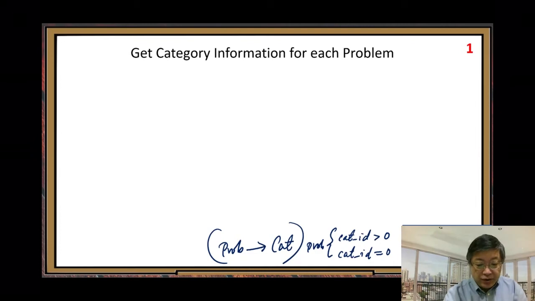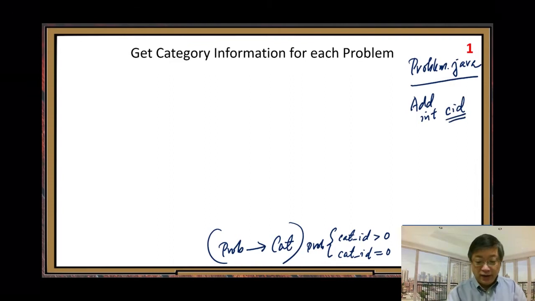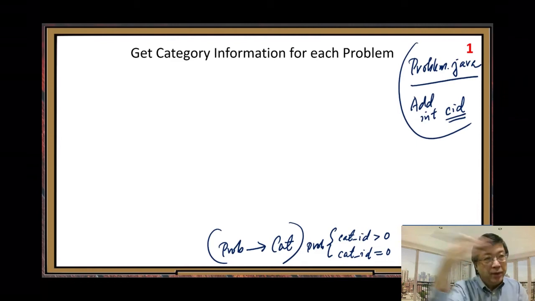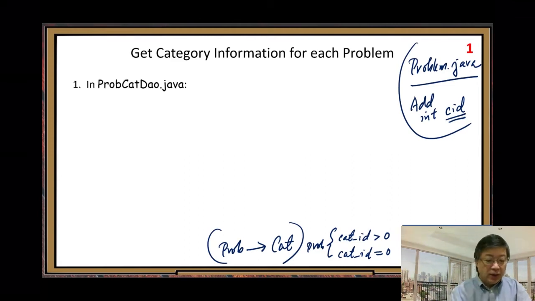So the first thing we need to do, we need to get into the problem.java. We add a category property. We add CID property there. Because this part is pretty easy, I do not copy the code here. I just let you know. But later, when we do the work, we need to do this part. Now, let us look at the main change part.